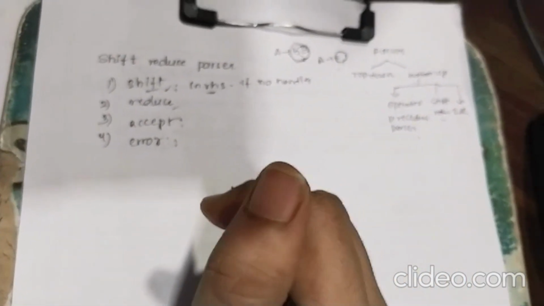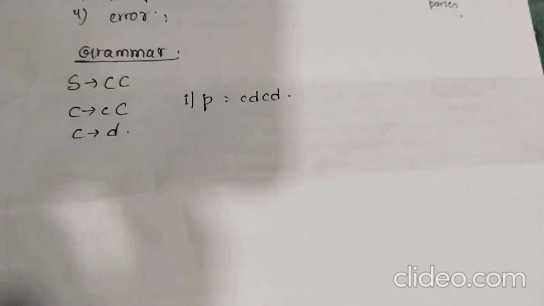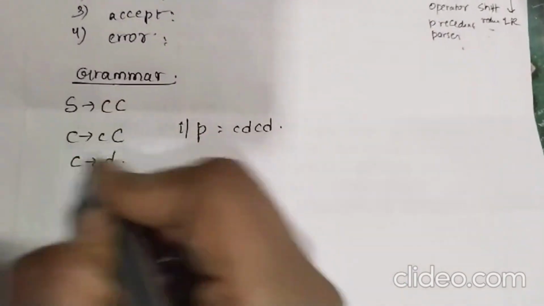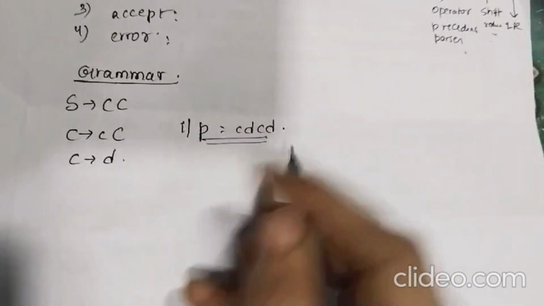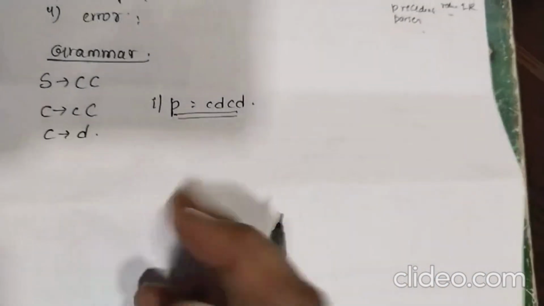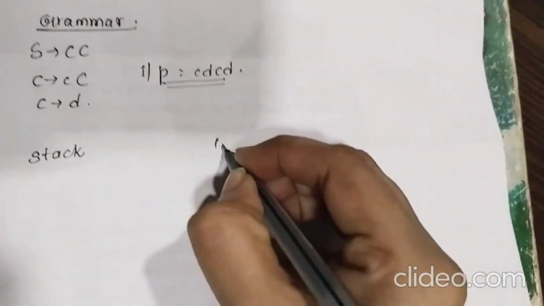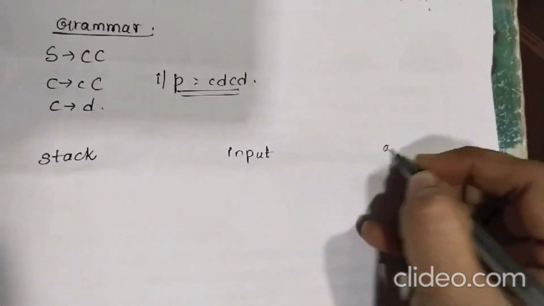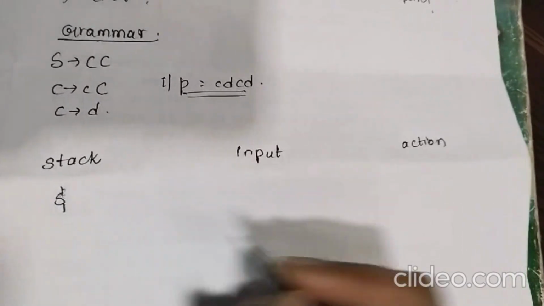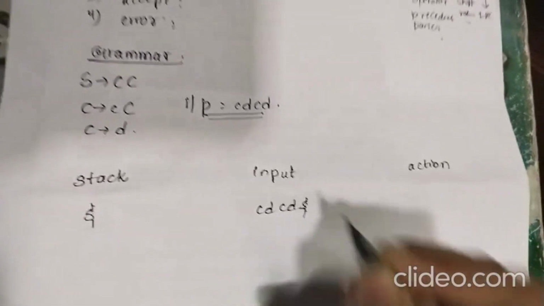Okay, so let's see with an example. So let's first take a grammar. So this is our grammar and the input string given is this much, cd. So to calculate Shift-Reduce Parser, these are the headings: stack, input, and action. In stack, the top of the stack always starts with a dollar and input always ends with the dollar.